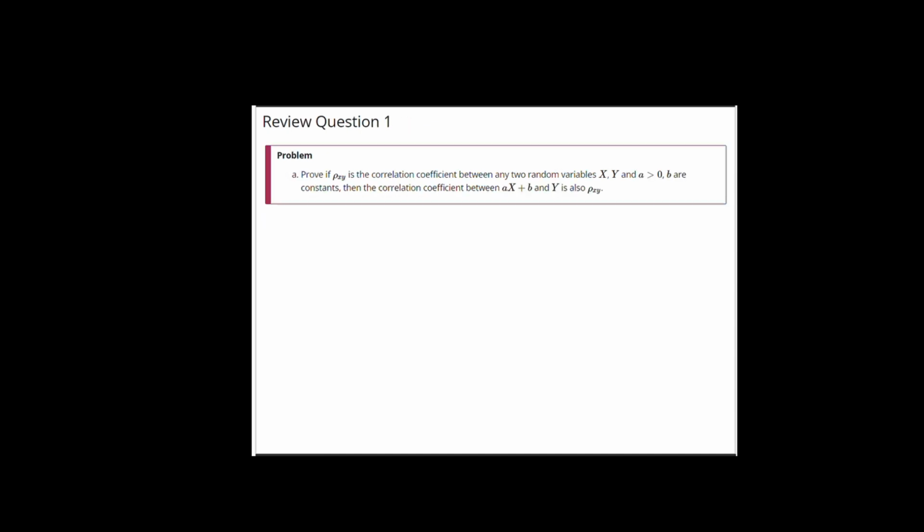Review question 1. Show that if rho of xy is the correlation coefficient between any two random variables x and y, and a and b are constants, let's suppose that a is positive, a is greater than 0, then the correlation coefficient between ax plus b and y is also rho xy. Solution.